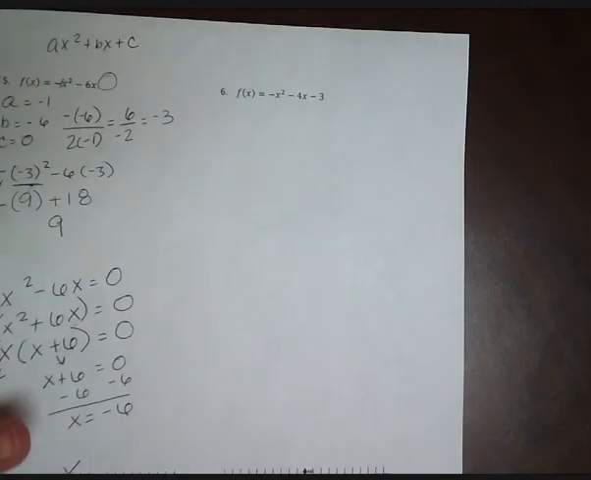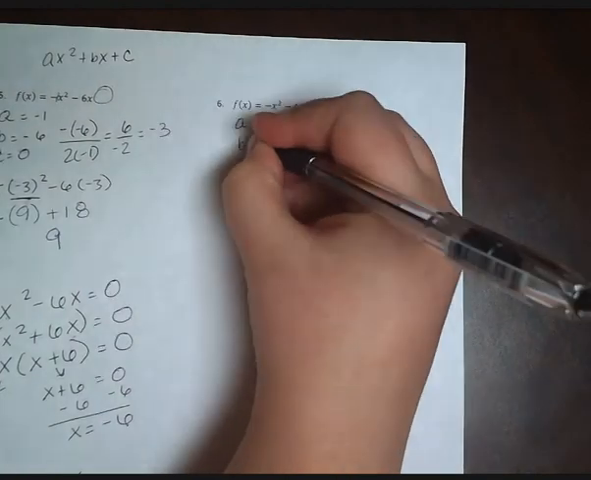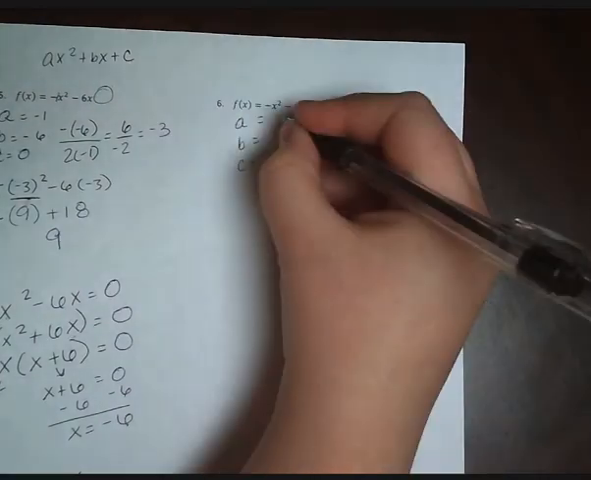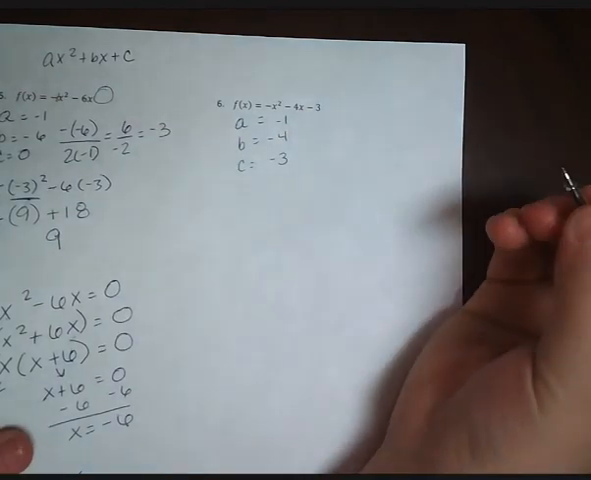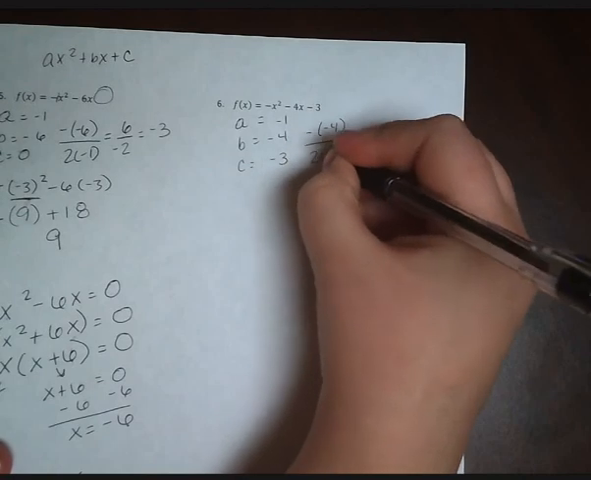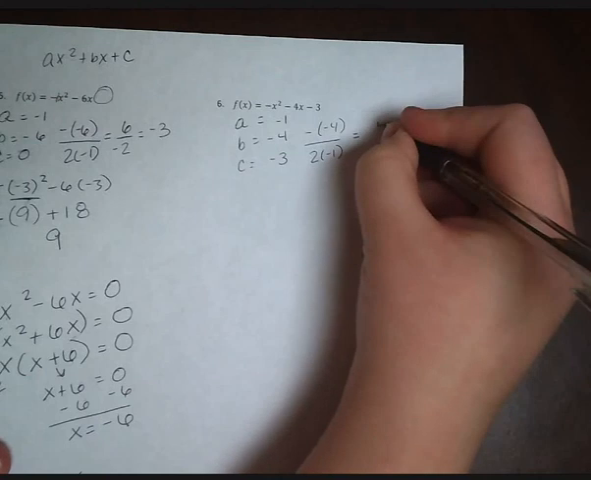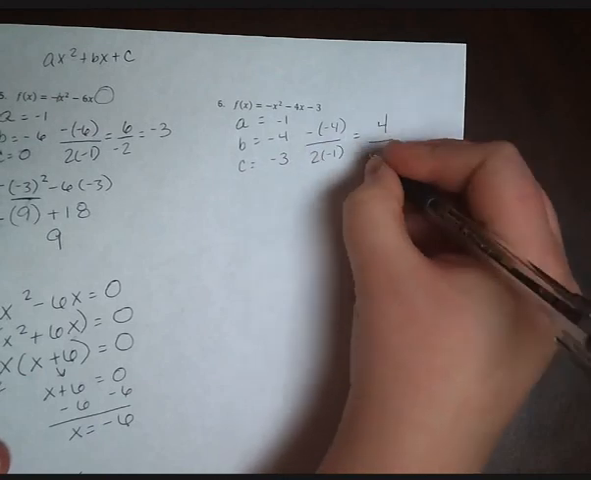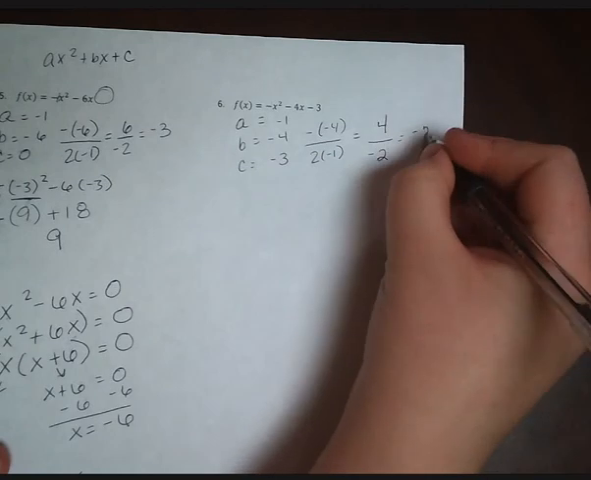All right, final problem. So identify your A, B, and C to find your vertex. A is -1, B is -4, C is -3. So I've got -b over 2a. So opposite of -4 is 4. 2 times -1 is -2. And then 4 divided by -2 is -2.